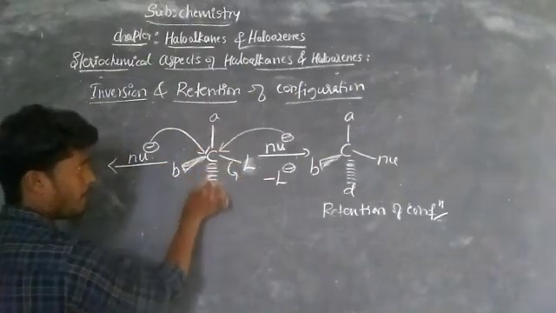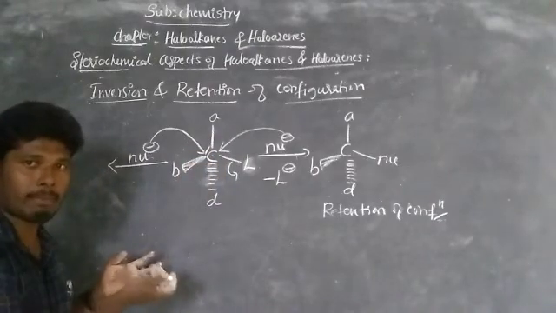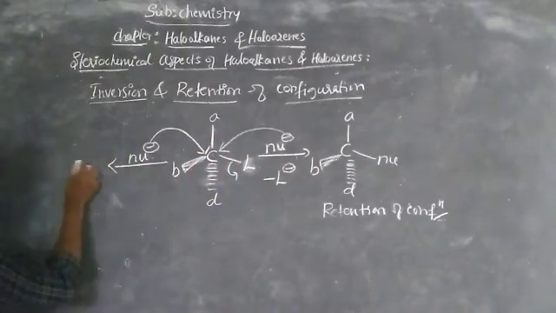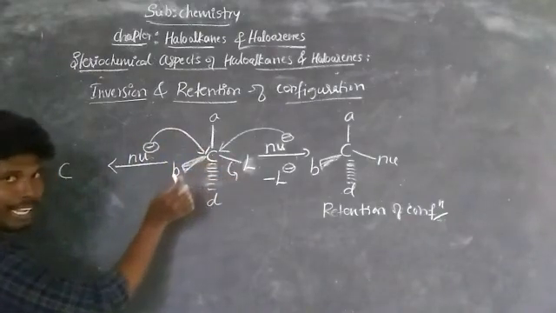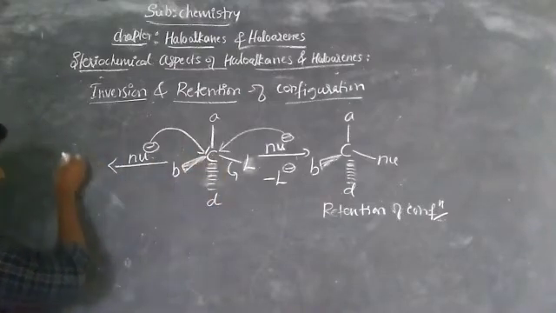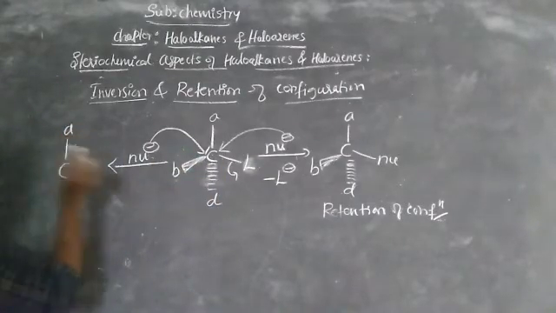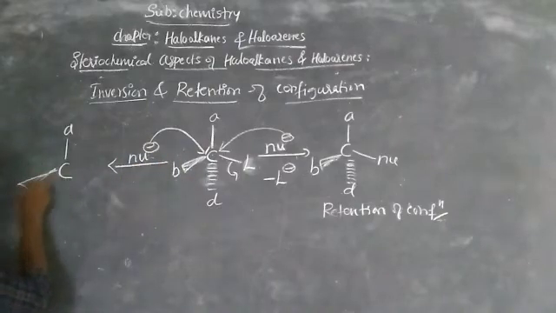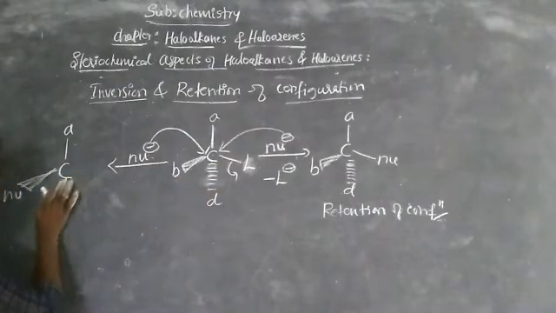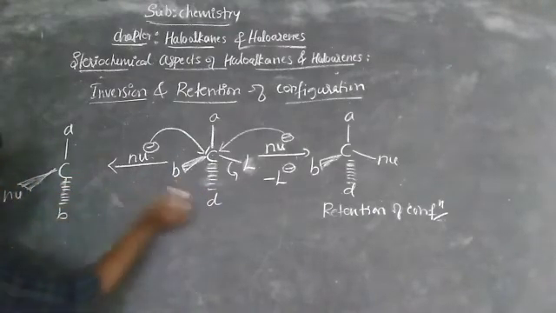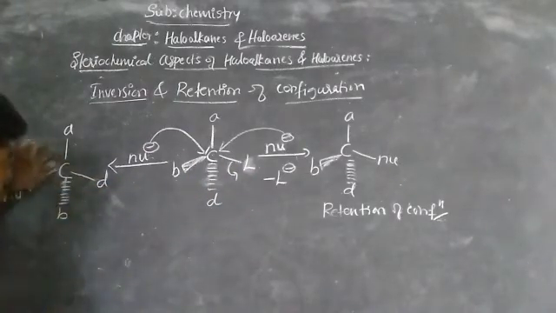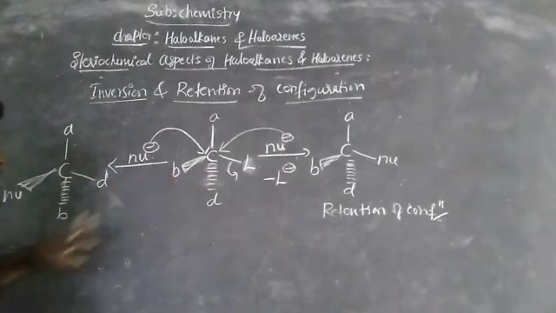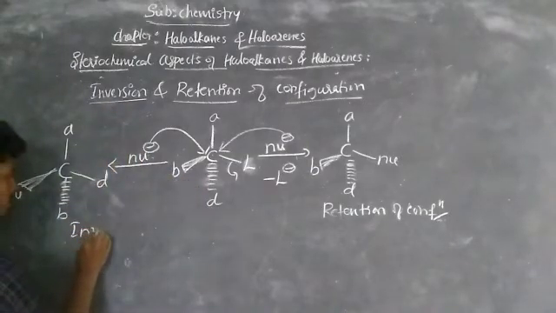The spatial arrangement of these atoms will change. Observe, this is attached above the plane, this is below the plane, exactly opposite, right? So this is A. Now this nucleophile will be above the plane, you get Nu, and this B is below the plane, then D is on the plane. Like that you get. Now here the spatial arrangement has changed, right? Hence it is inversion in configuration.